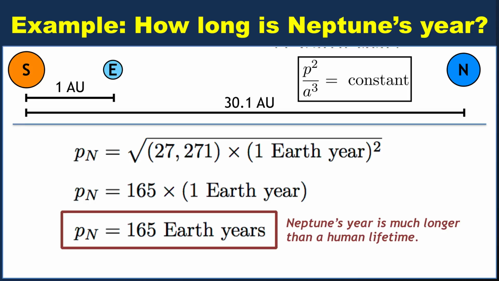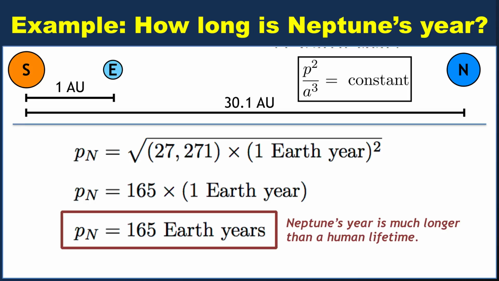So let's say that you move to Neptune, you want to celebrate your Neptunian birthday. Well, this is kind of depressing. You're not going to get a chance. You're not going to live to your first Neptunian birthday. I'm sorry.